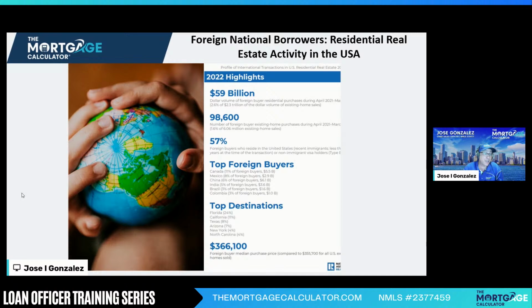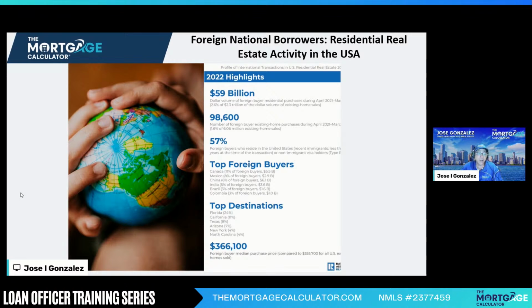Now let's talk about destinations, right? Especially if you're going to be chasing some of that business, maybe networking with some of those real estate agents, and thinking about licensing and all that kind of stuff. Well, number one destination, Florida, 24%. California, number two with 11%. Texas, number three with 8%. Arizona, 4. New York, number 5. And North Carolina, number 6.